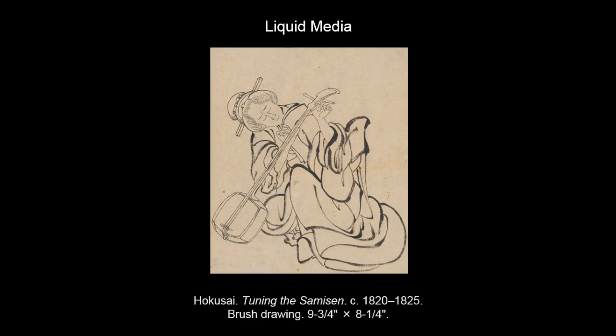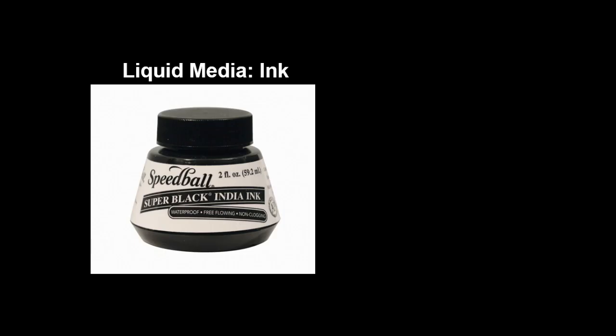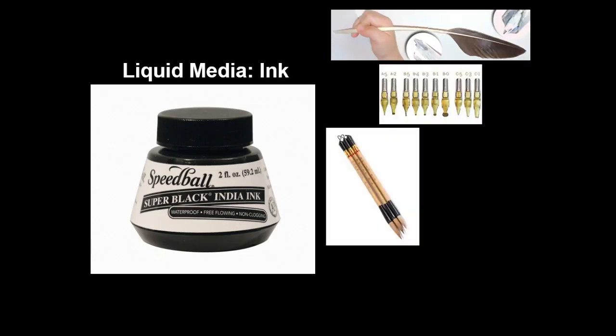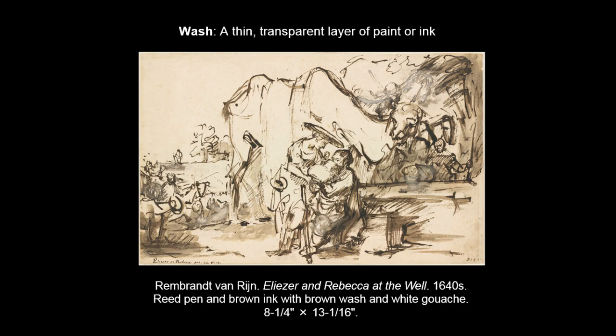So one way of creating areas of tone with ink is to use those hatching techniques, because you don't really blend the colors together. Again, ink doesn't come in different grades. It just comes in one tone, black. But there is a way of creating areas of middle value, and that's by diluting the ink with water. That is a technique called using a wash. So a thin, transparent layer of paint, or in this case, ink, that's called a wash.